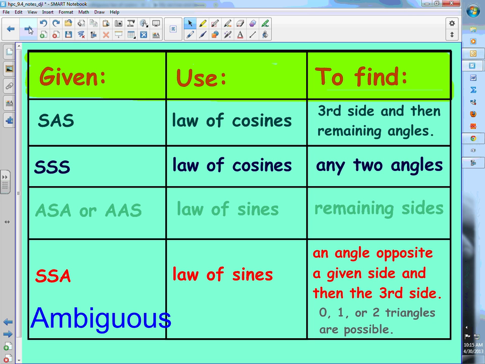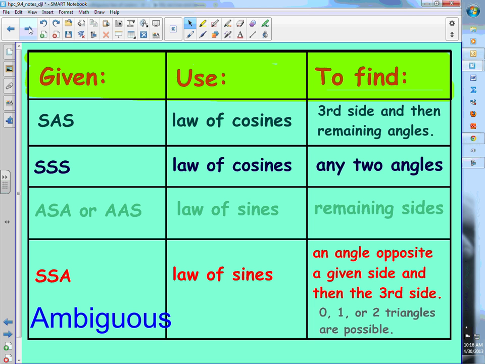For law of sines, for angle side angle, angle angle side, no problem. That's going to get your missing side. And for the SSA case, the ambiguous case, you're going to still use law of sines, but for the angle opposite the given side and the third side that you find, there may be multiple triangles, there may be no triangles. There may only be one. That's why it's ambiguous. But the only time you should worry about getting multiple triangles is if you have an SSA situation. If it's any of these, you can't have an ambiguous situation.